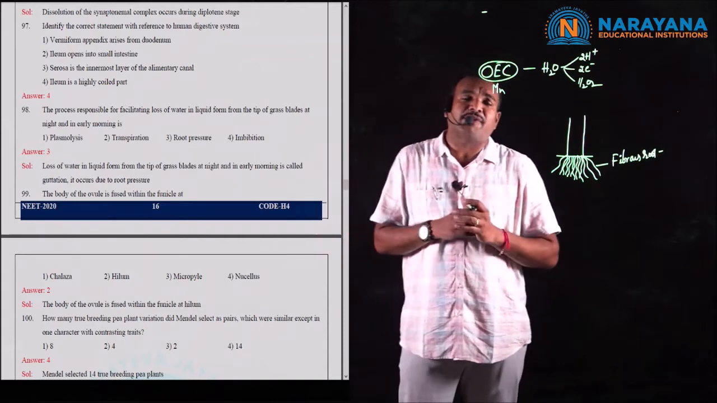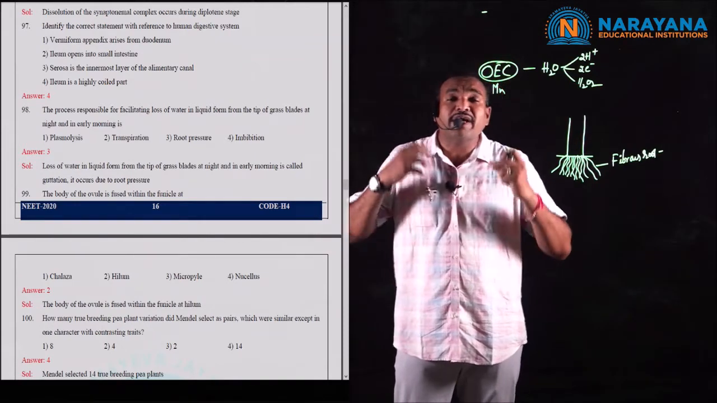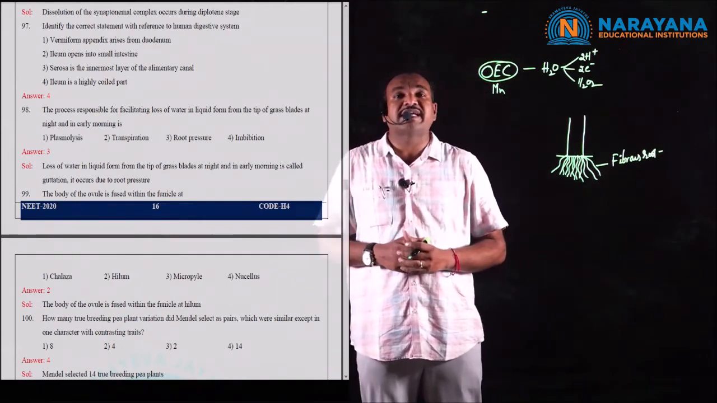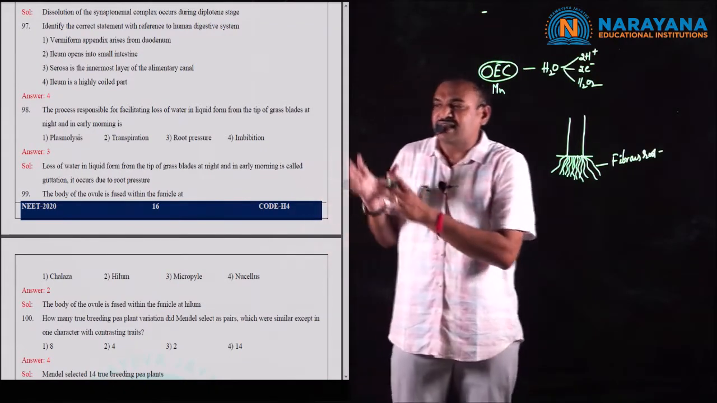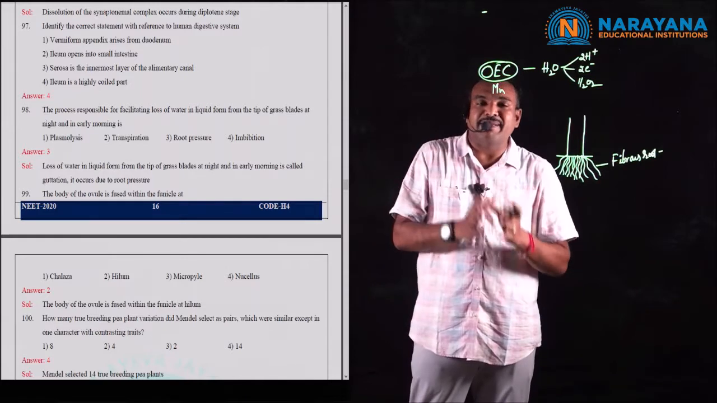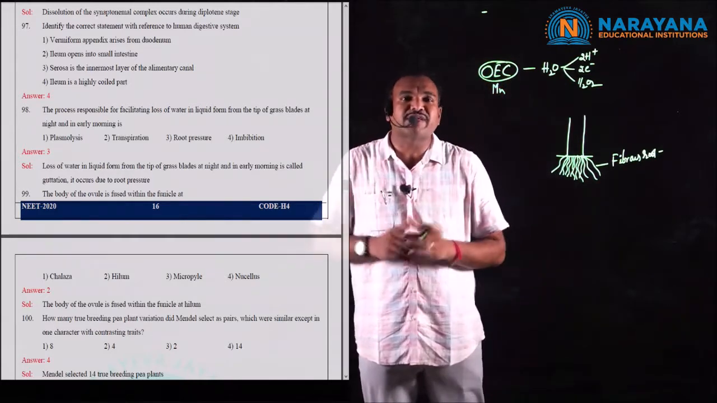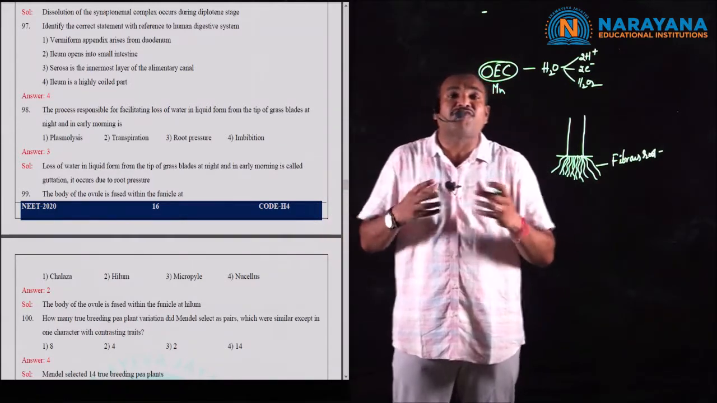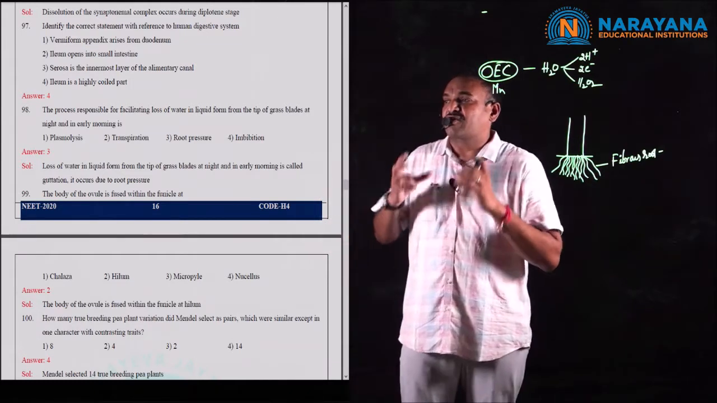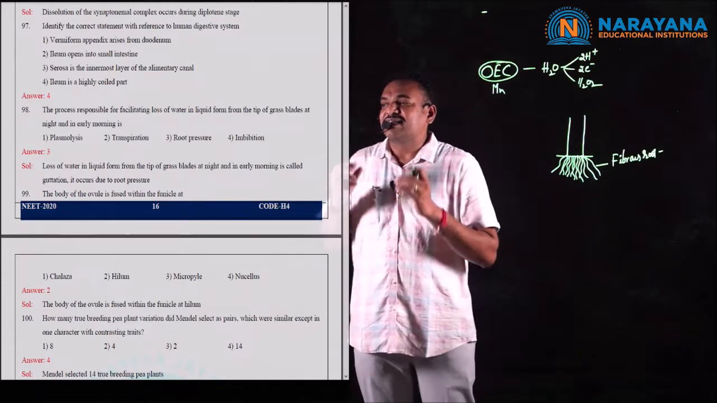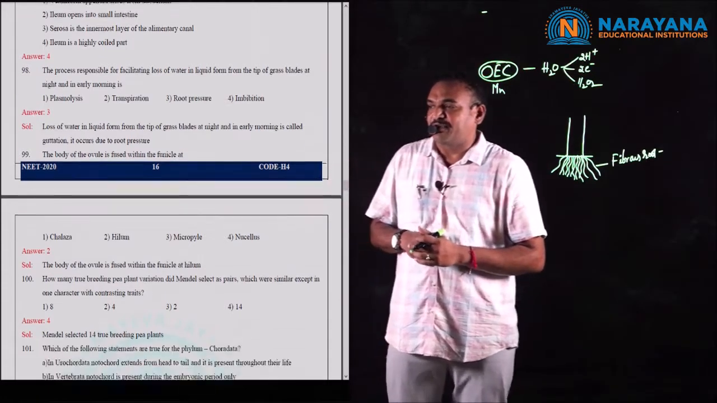But a very important point here is the driving force for the guttation process. The options given are plasmolysis, transpiration, root pressure, imbibition. The driving force for guttation, that is, loss of water in the form of water droplets, is root pressure. That means for question number 98, the right option is 3.